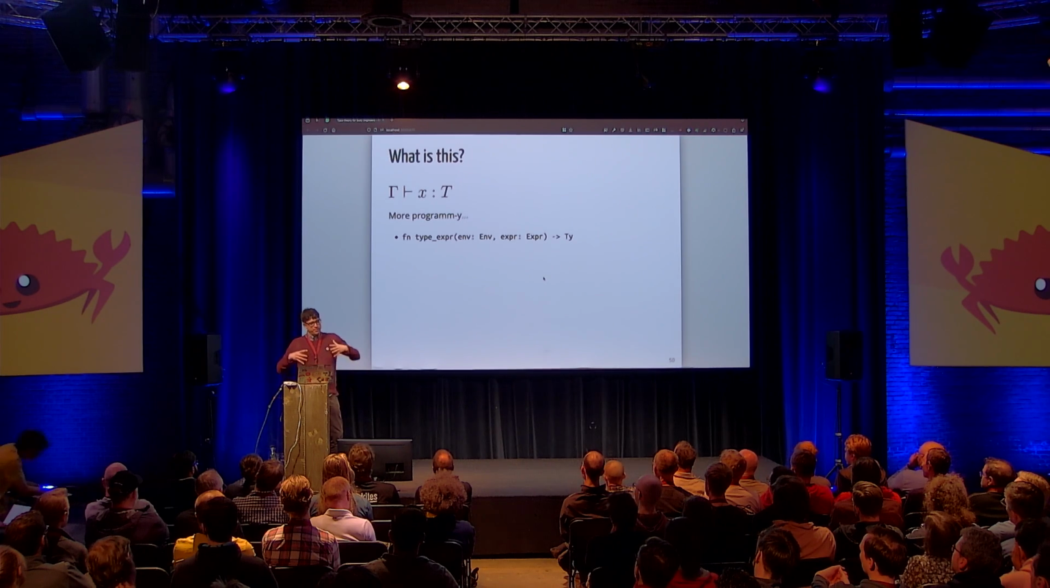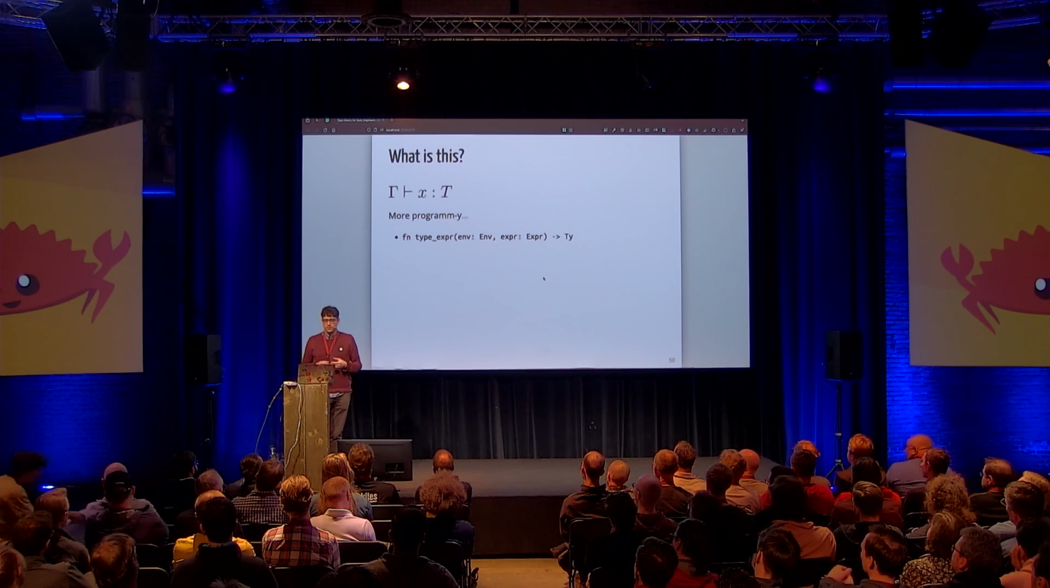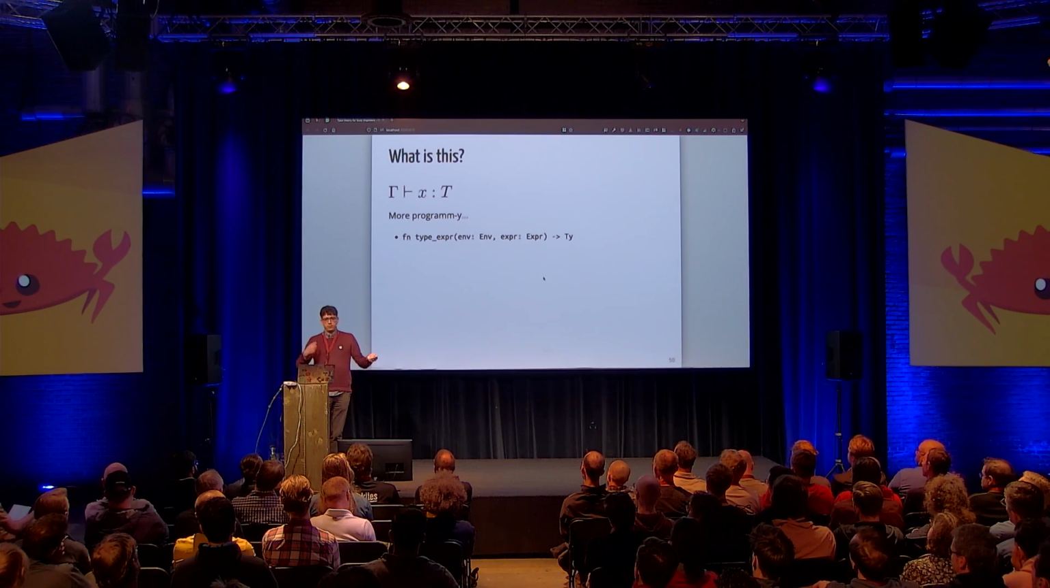So I just bake that in. And what this is saying is, given an environment and an expression, we should be able to figure out what the type of that expression is. And that's actually a property. We're not going to guess it. It has to be something deterministic.